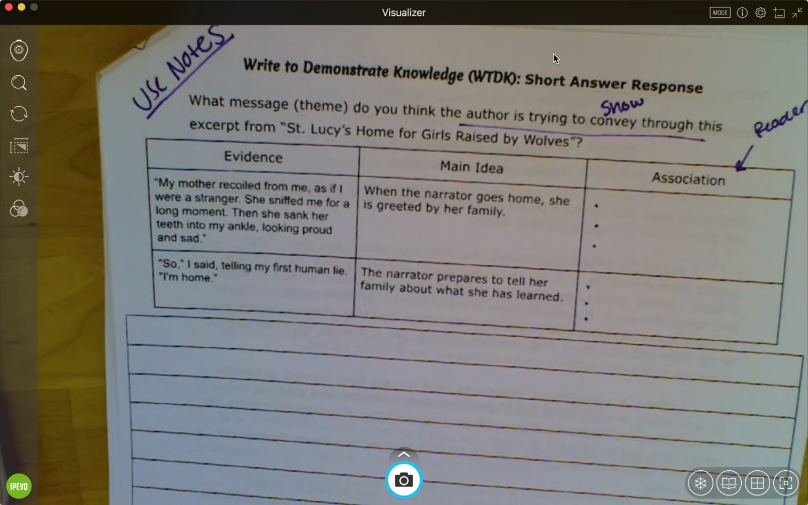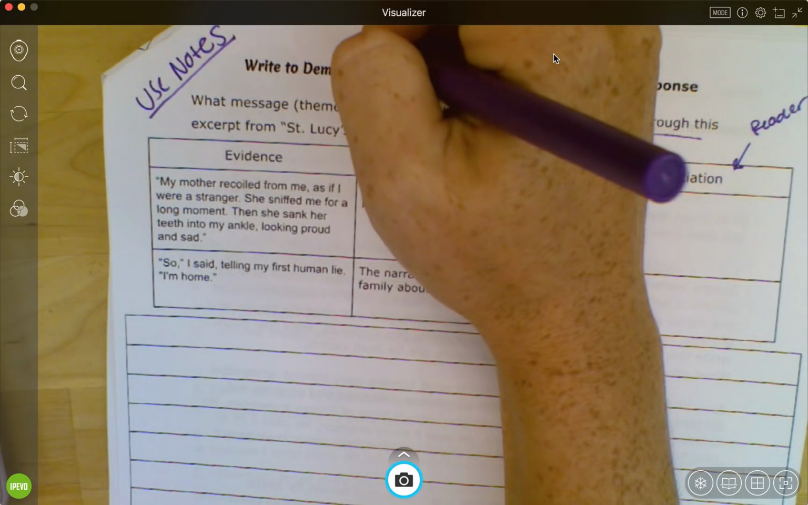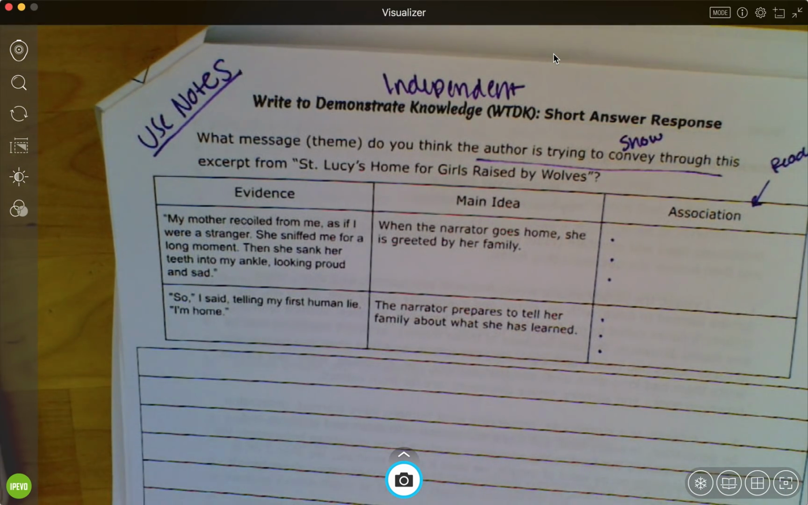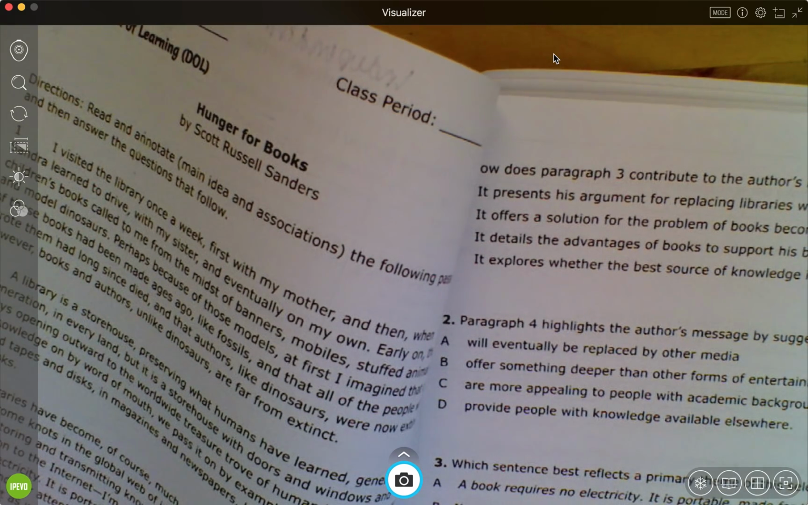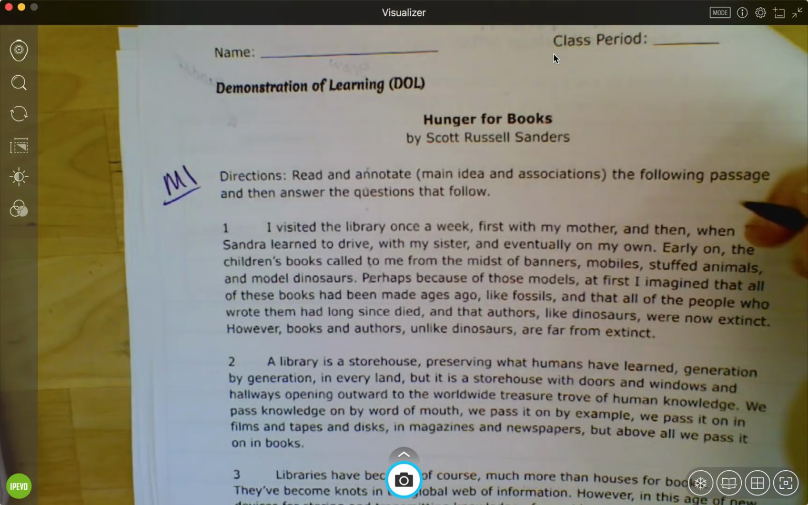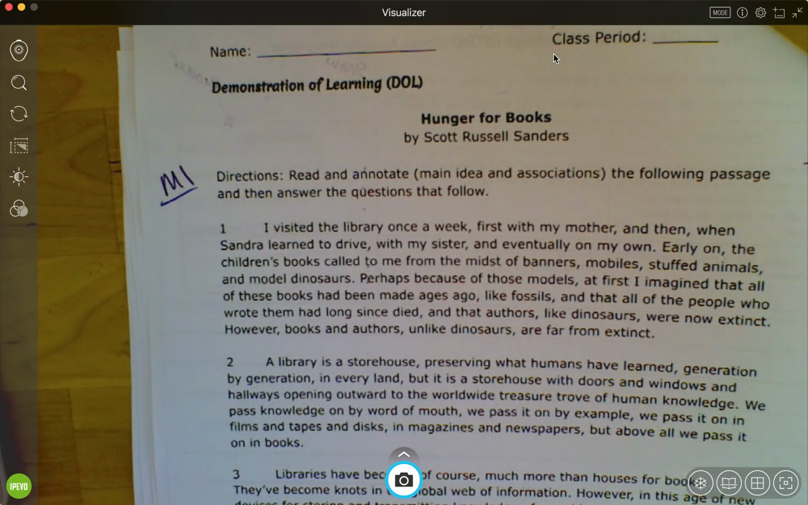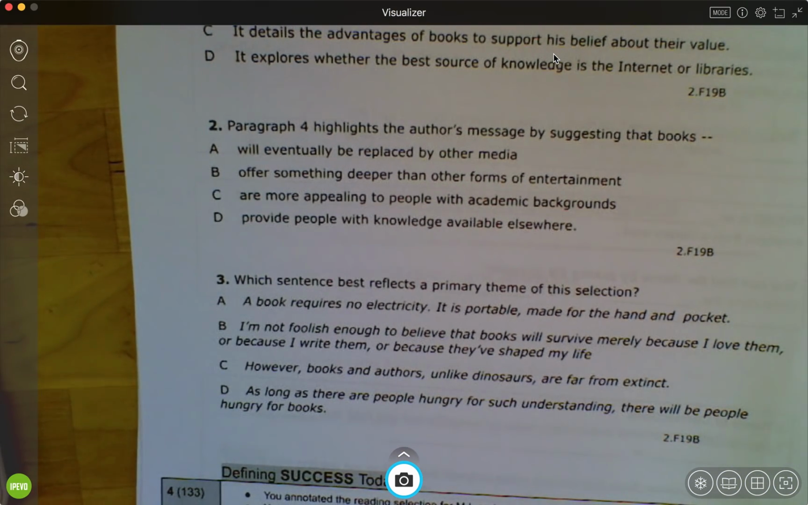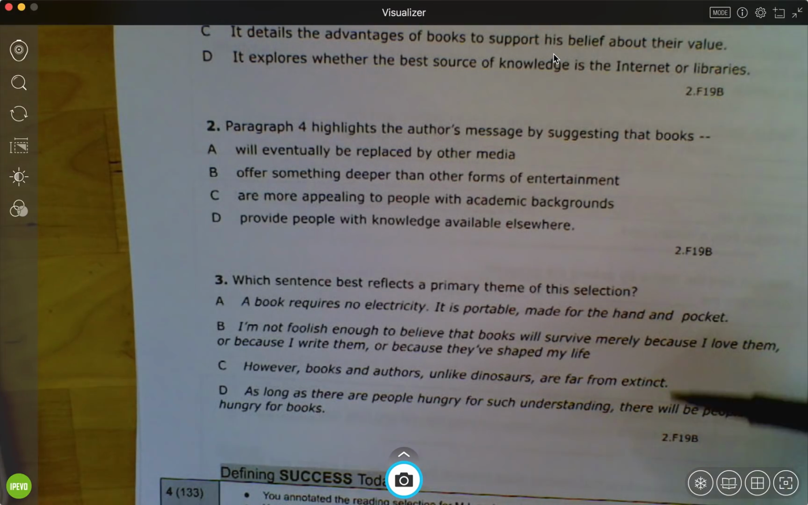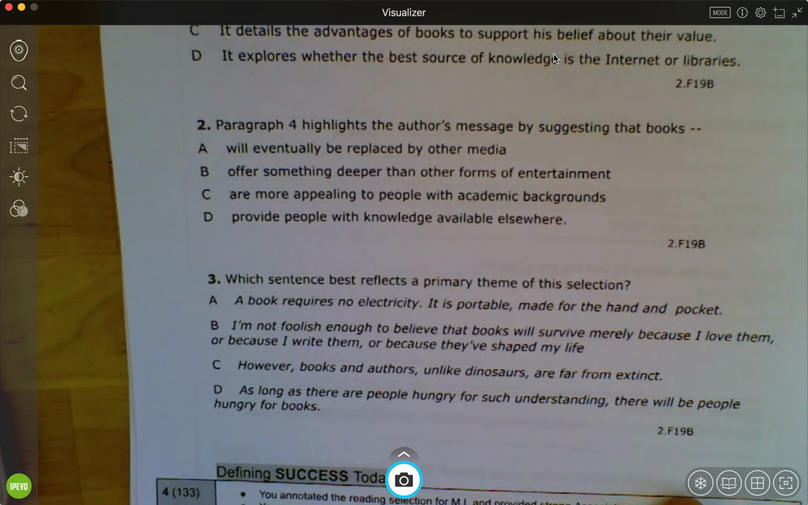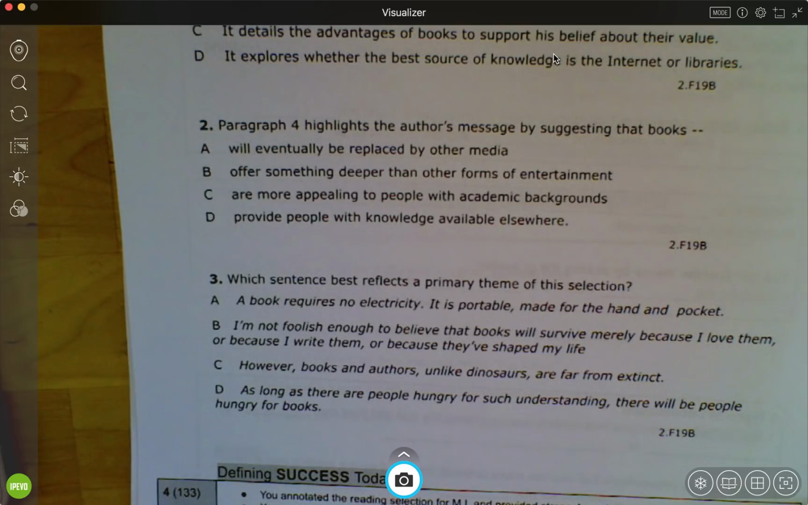If you finish this, again, independent, then I want you to move on to the DOL. I know it's a page, but you're going to read, annotate like we always do, main idea, associations, all right? And then you have 3 multiple choice questions. They're exactly like the ones you did with St. Lucy's, but with a new text. Good luck. Make sure that you complete the whole packet. If you do not finish it, turn in what you have done, and I will see you on Monday. Thank you, you guys.